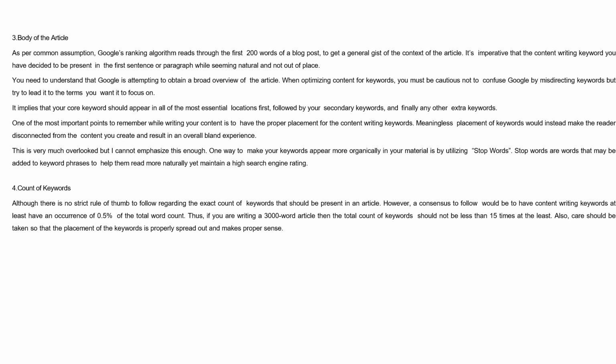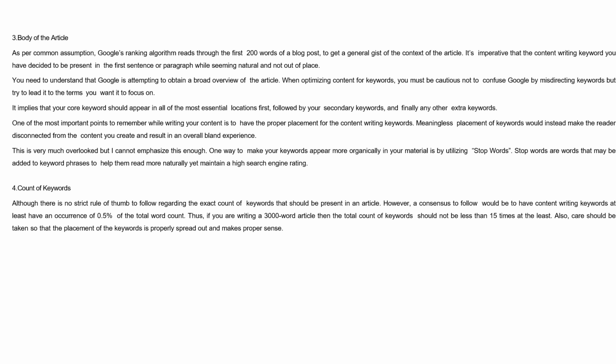One of the most important points to remember while writing your content is to have proper placement for the content writing keyword. Meaningless placement of keywords would make the reader disconnected from the content you create and result in an overall bland experience. This is very much overlooked, but I cannot emphasize this enough.